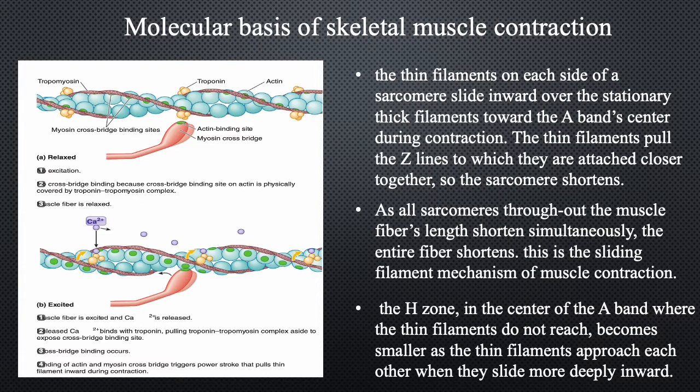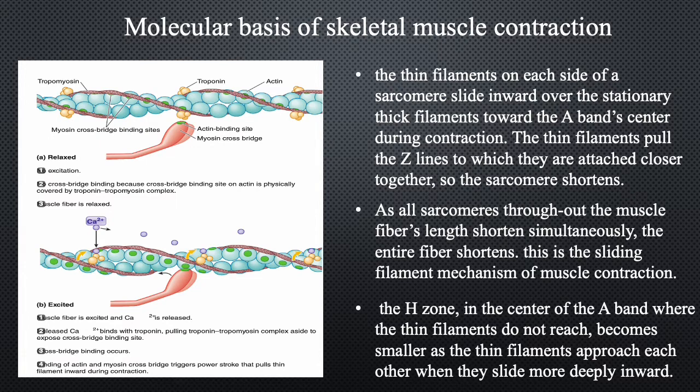Repeated cycles of cross bridge power strokes successfully pull in the thin filament. Because of the way myosin molecules are oriented within the thick filament, all cross bridges stroke toward the center of the sarcomere, so that all 6 of the surrounding thin filaments on each end of the sarcomere are pulled inward simultaneously.